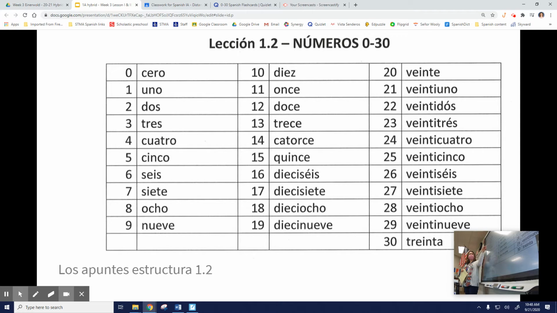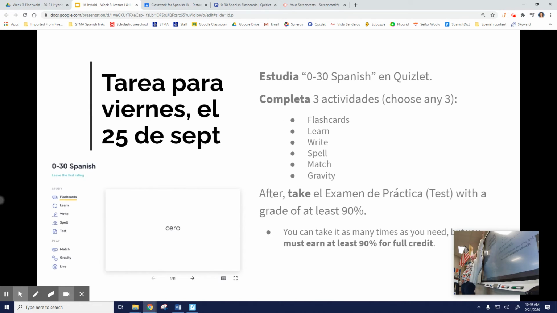How about dos, doce, 22? There's kind of a pattern happening there, right? Tres, trece, 23. They're kind of similar. Like, if you know the first 10 or 9 numbers, then you just have to figure out what the like 30, 40, and 50 are. What the actual numbers are.